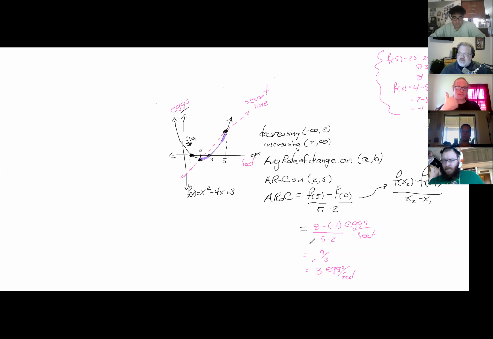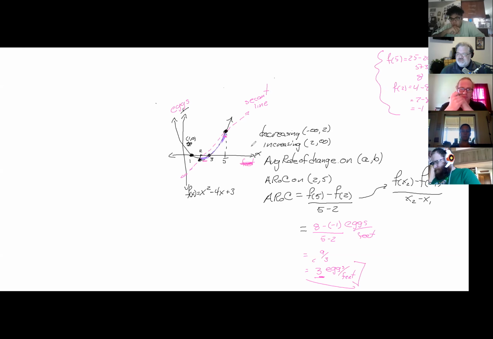We're not always making 3 eggs per foot. Here we're making less, here we're making more, but on average between those two, that's our rate of change. So often when we're dealing with rate of change, you'll be asked to not only find the value, the 3, but interpret it. And generally that interpretation involves the units. What does this mean? Eggs and feet might be a little silly, but they really can be anything.